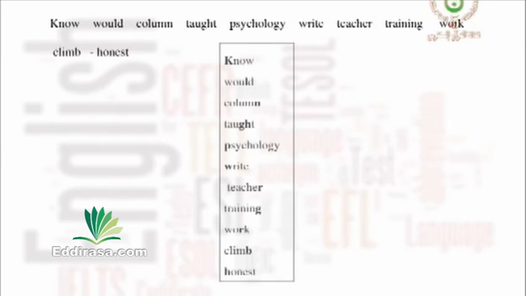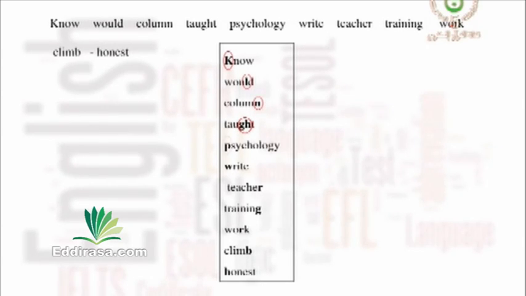Did you circle which letter? The letter which is silent? Let's correct now. This time I'm going to read them. Yes, the K is silent. Would. The L is silent. Column. The final N is silent. Taught. This time, the GH are silent.